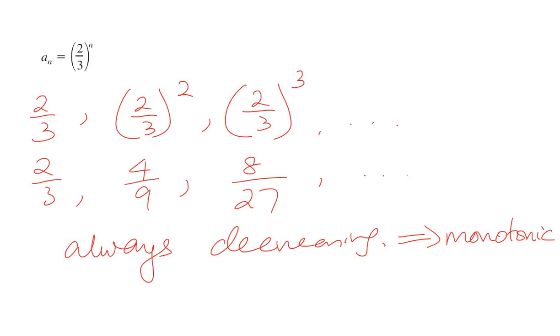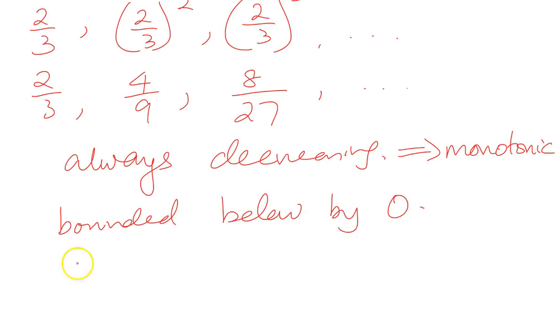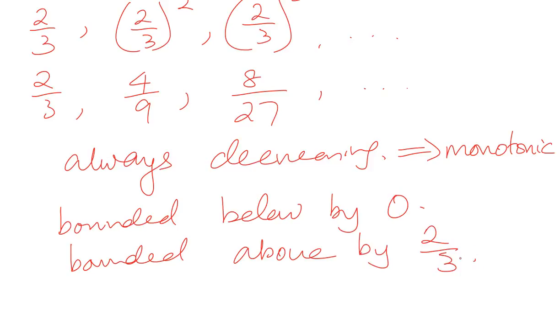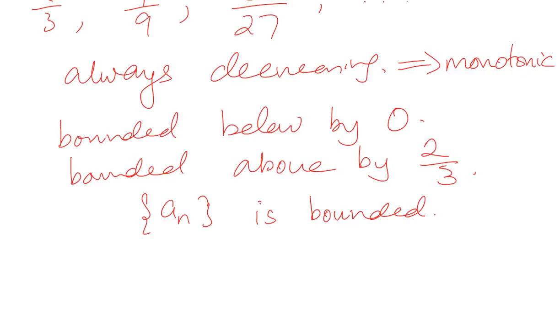Okay. Is it bounded? It's always decreasing. So eventually, guys, it's going to go to 0. Bounded below by 0. And what's the largest value there? That's the first value. Bounded above by 2/3. Because it's both bounded below and bounded above, we say the sequence an is bounded. Remember the definition of a bounded sequence. A sequence is said to be bounded if it is both bounded below and bounded above.